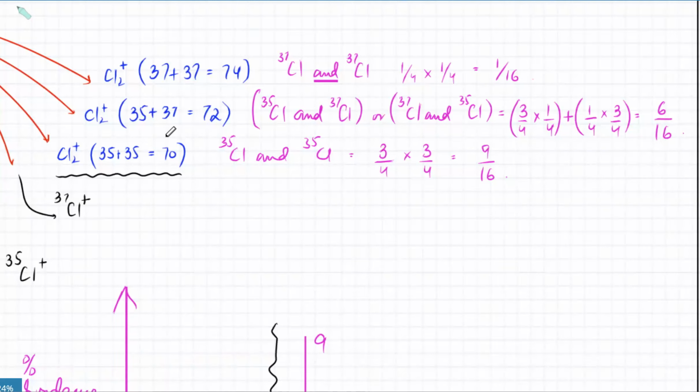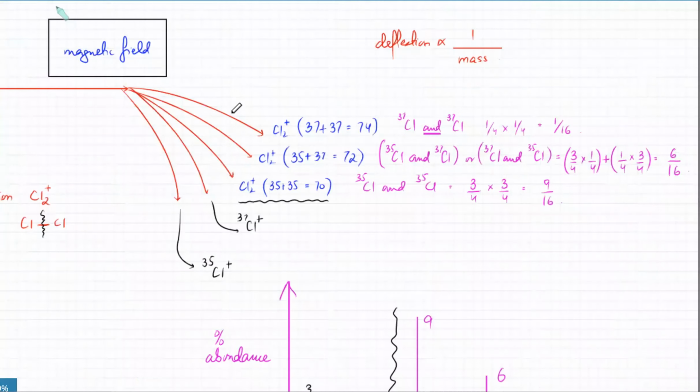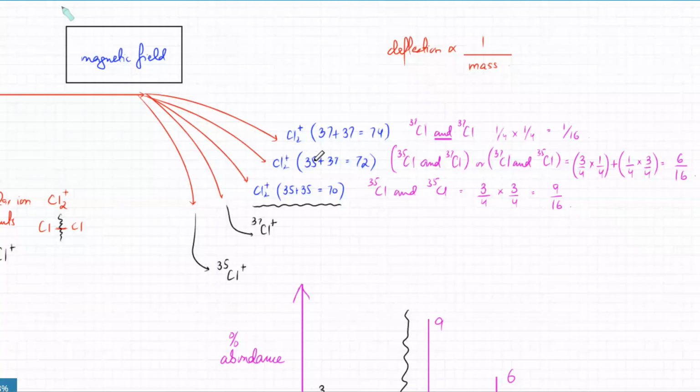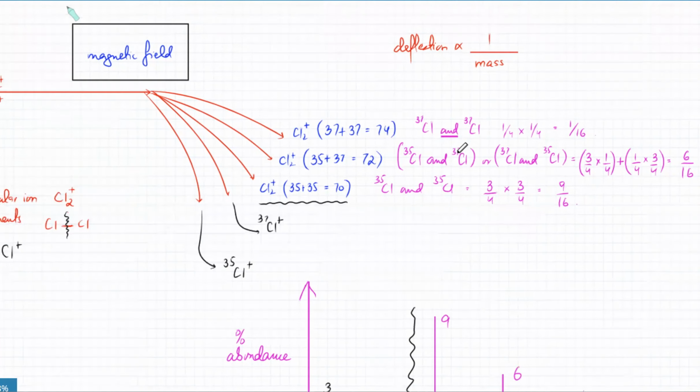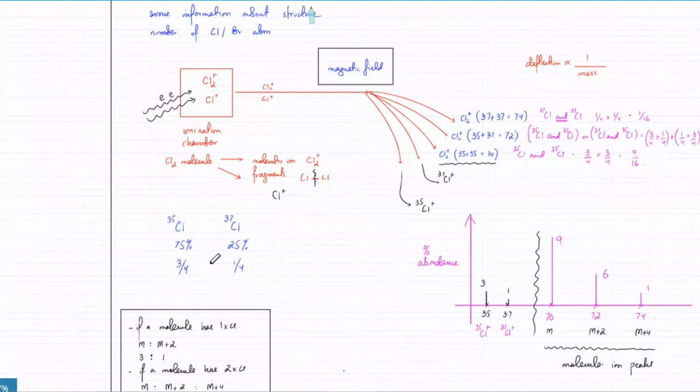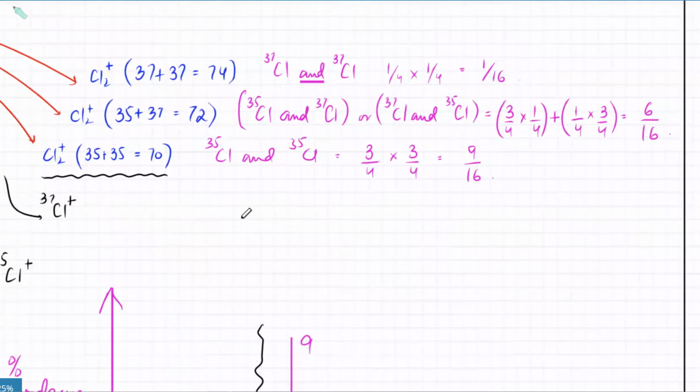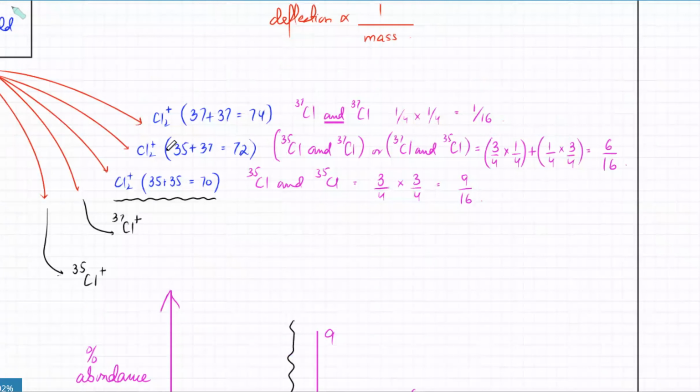The other Cl2 plus particle could be 72. It could have a mass of 72, slightly lighter, which is why it's going to be deflected a bit more. So one of the Cl would be 35 and the other one would be 37, or the first one could be 37 and the second one could be 35. The probability of getting 35 is 3/4, 75%. We talked about the probabilities of each isotope. If you have 100 particles, 75 of them are 35 and 25 of them are 37. So we calculated the probability of getting a Cl2 particle with a mass of 72, and the probability came out to be 6/16.